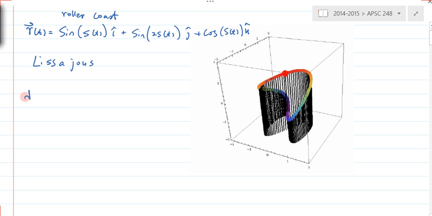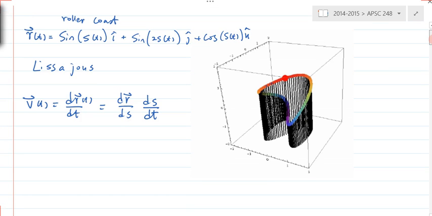Then when we do the velocity, we know that velocity equals dr over dt, right? But r is a function of s, and s is a function of t. So in this case, we need to use the so-called chain rule: dr over ds first, and then ds over dt. This way, we can calculate dr over dt, the velocity.